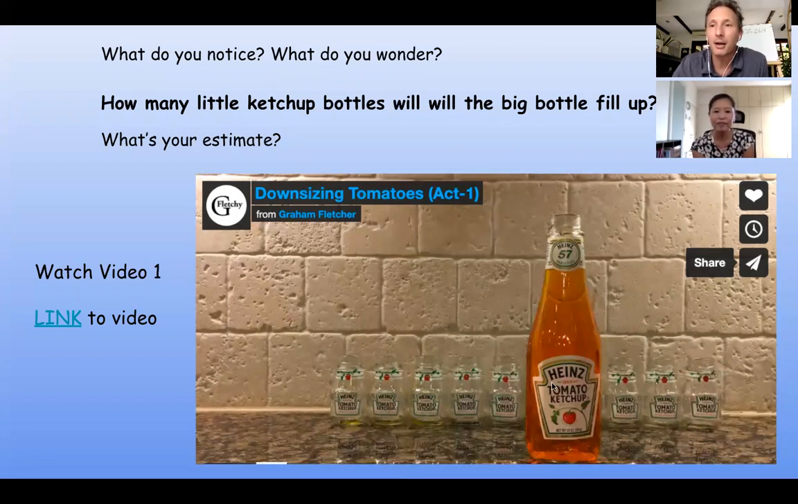We have the big bottle of ketchup. We want to think about how many of the little bottles will be filled up by the big bottle. How many will we fill in there? Any guesses, Miss Yuka? I'm thinking maybe 4 little jars will fit in this big bottle. What do you think? Yeah, it's a pretty big bottle.